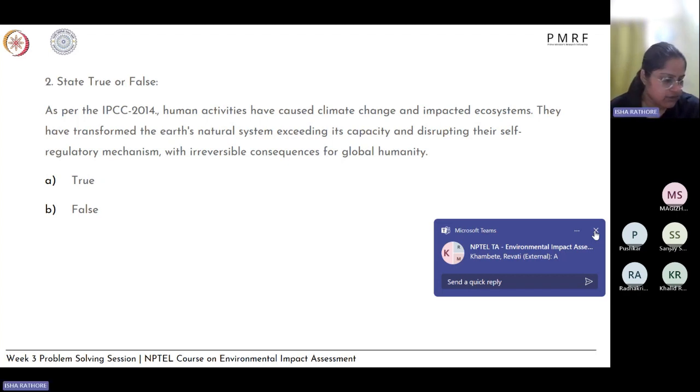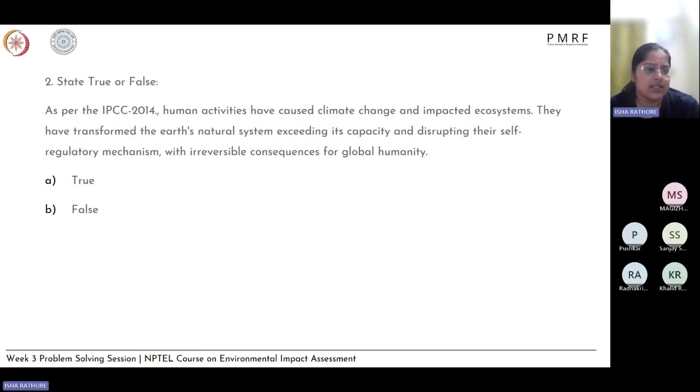Okay, we have answers coming in as true. So, IPCC is the Intergovernmental Panel on Climate Change, and they do these publications or reports where they look up at human activity or anthropogenic effect on climate change. So the statement is true. So A is the correct answer.